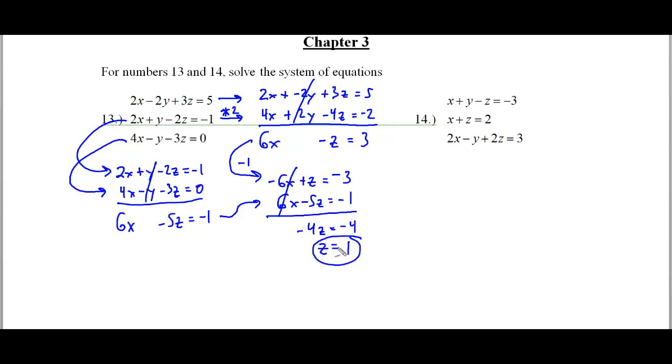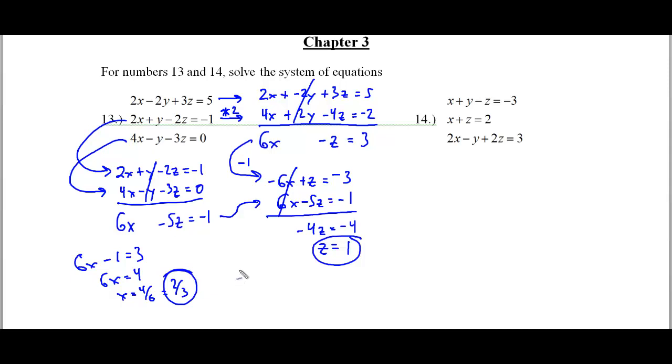I'm now going to plug this z, or this 1 for z, back into one of the original equations. I like this one right here. I'm going to plug this 1 back into this equation. So now I get 6x minus 1 equals 3. So 6x is equal to, if I add the 1 to both sides, 4. X is equal to 4/6, or 2/3. So my x is equal to 2/3.